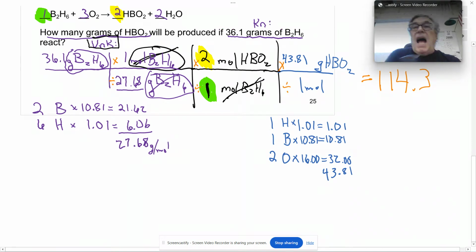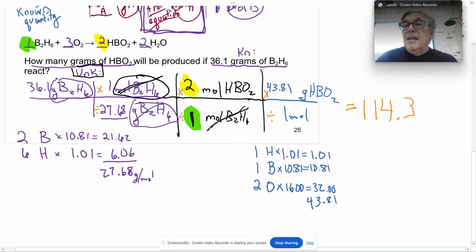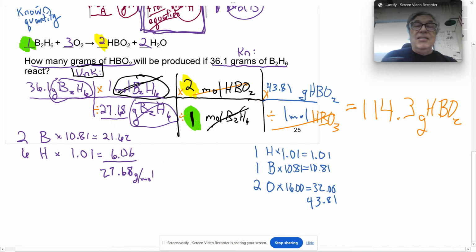114.3. But I'm not done. That's not the complete answer. That's a number, but it's not a measurement. You have to turn it into a measurement by looking at the units that should be here. I left off a unit, moles of B2H6. That cancels there. And so I'm left with the unit grams of HbO2. And that, ladies and gentlemen, is my final answer.